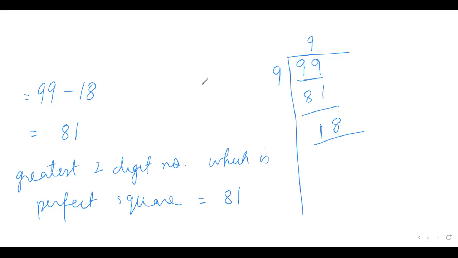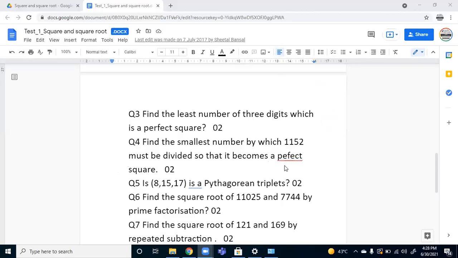Okay, so let's move to the next question. That is question number 3. You have to find the least number of three digits which is a perfect square. So now you can apply the same concept which I have discussed for question number 2. Give it a try.